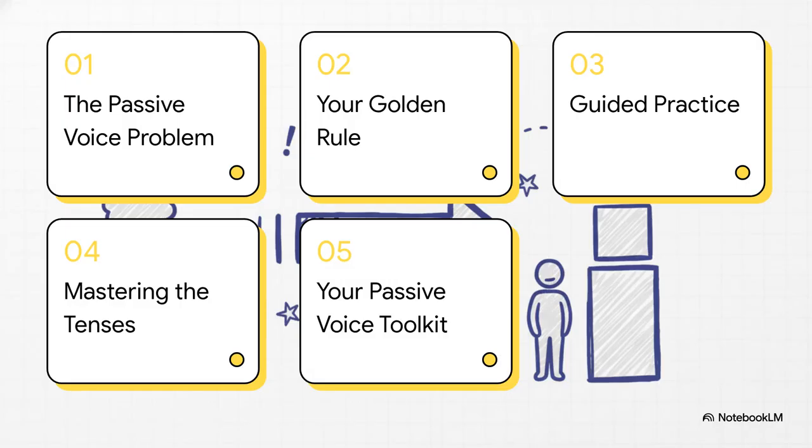Okay, so here's our game plan. First, we'll pinpoint why the passive voice can feel so tricky. Then, I'm going to give you one golden rule that changes everything. After that, we'll do some guided practice together, step by step. Then we'll tackle those verb tenses, and finally, I'll send you off with a simple toolkit to remember it all.